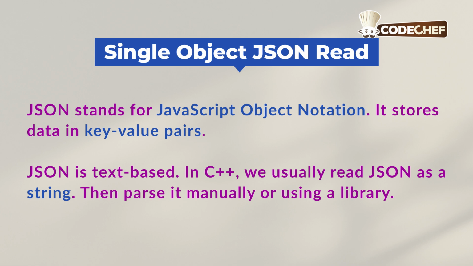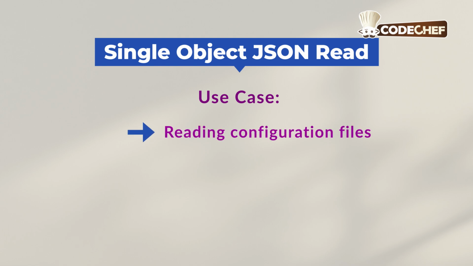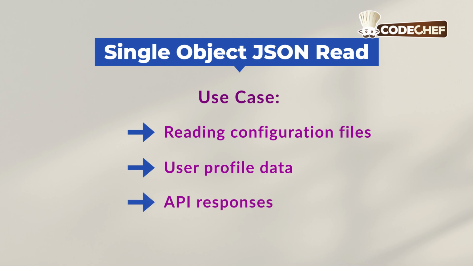What are the use cases of using a single object JSON read? It is used for reading configuration files, for user profile data, and for API response. Now let us go to the CodeChef platform to see how to perform single object JSON read.